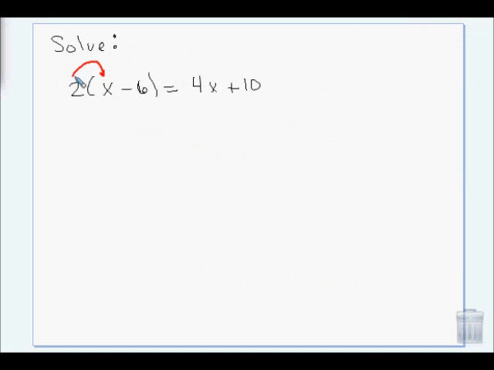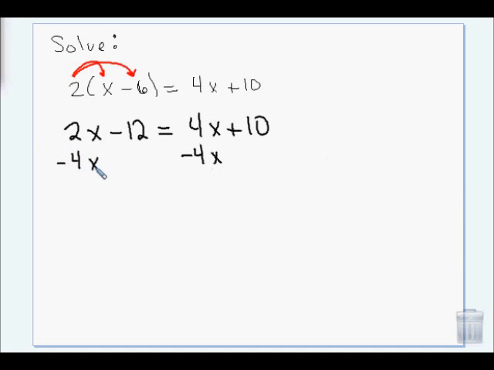Okay, I'm going to distribute my 2. So we get 2x minus 12 is equal to 4x plus 10. I'm going to move all my x's to one side and all my numbers to the other. And just for simplicity, I'm going to move all my x's to the right. Left, right, left, left. What? I add and subtract. I don't know right from left, whatever.